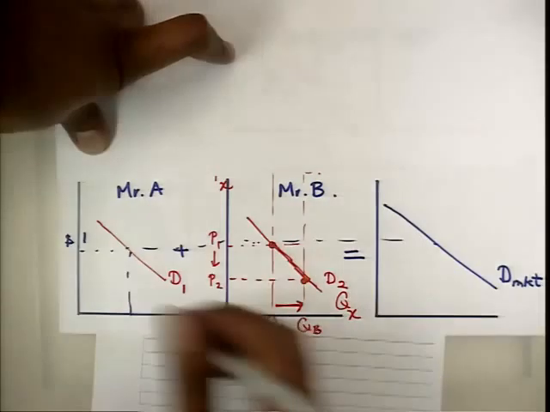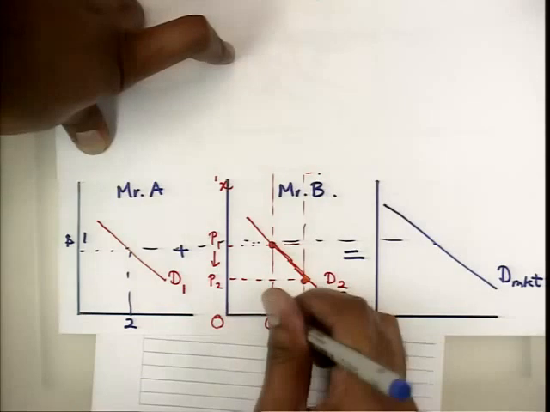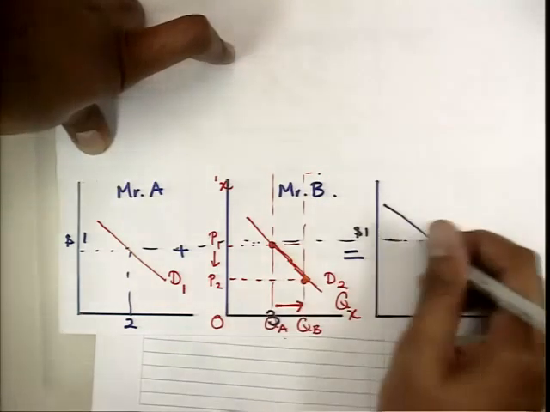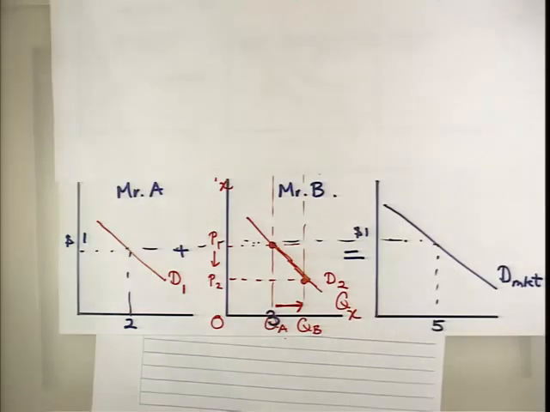You keep the price fixed and you add the quantities. So if at $1, Mr. A demands 2 and Mr. B demands 3, then the market demand will be 5. The horizontal sum of individual demand curves gives you the market demand curve.